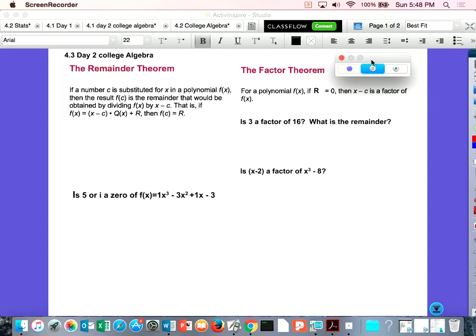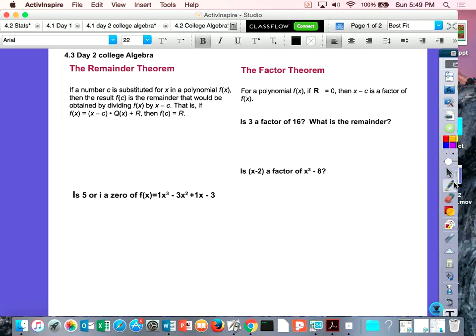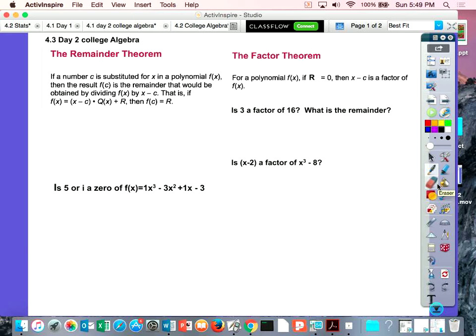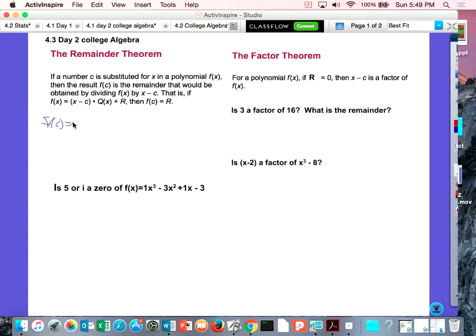All right, let's take a look at the two theorems that are on your page there. The remainder theorem, which we talked about yesterday. So f of c, let's look at this again. Maybe it'll make a little bit more sense today. Okay, f of c is equal to c minus c times q of c plus r. Well, this is 0. That all cancels out, so f of c is equal to r.